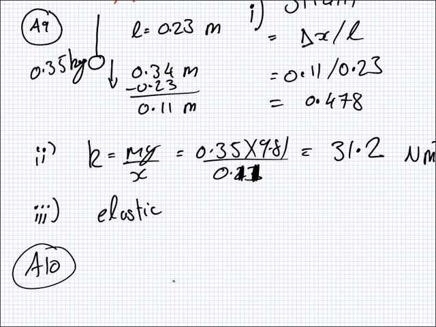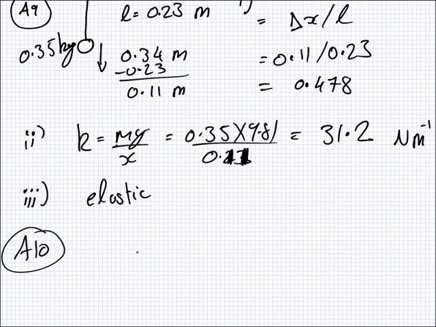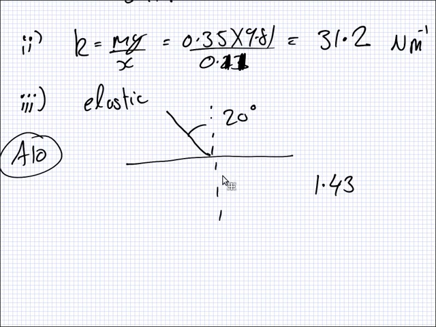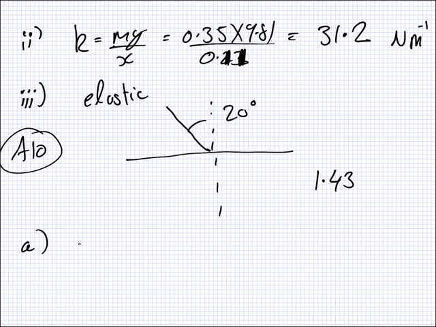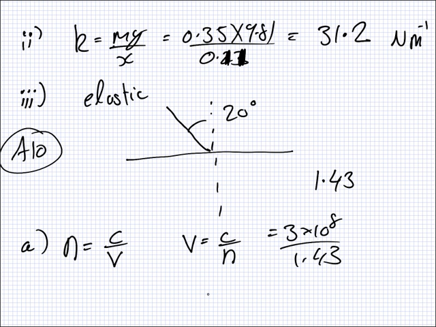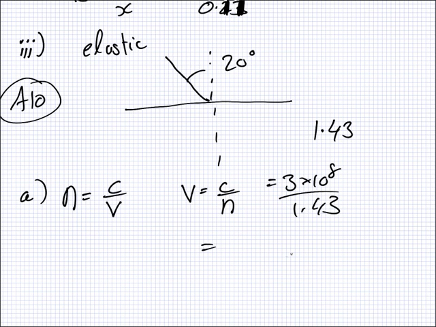Go ahead, Siba. A ray of light is incident on a glass block of refractive index 1.43 at an angle of incidence of 20 degrees to the normal. A. Determine the speed of light in the glass block. Do you remember the formula? It's n equals c over v, isn't it? So the v that they want is c over n, which is 3 times 10 to the 8 over 1.43. What do you get for that? 2.19 times 10 to the 8.